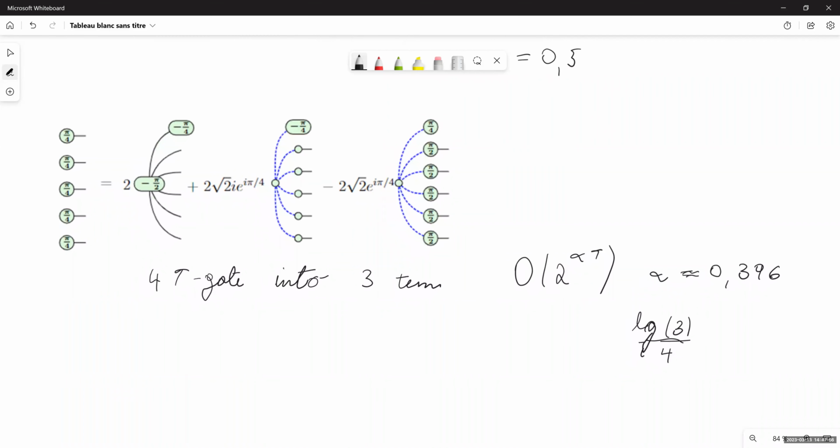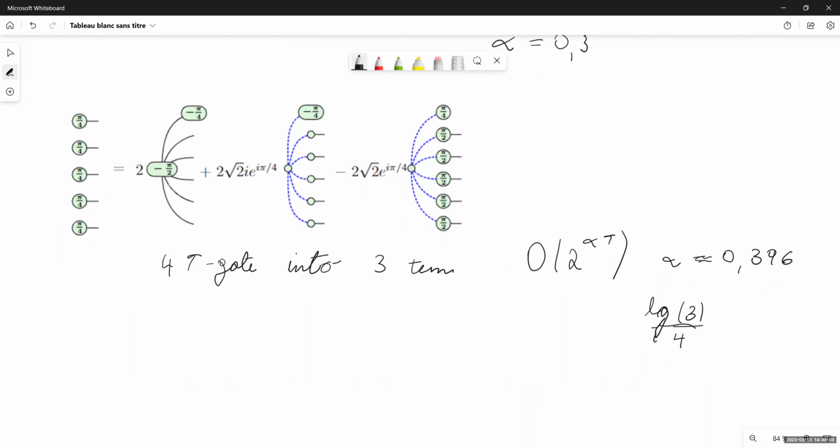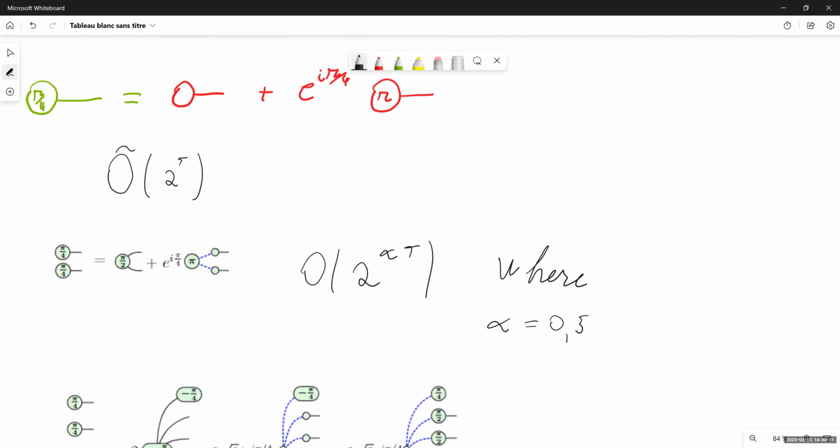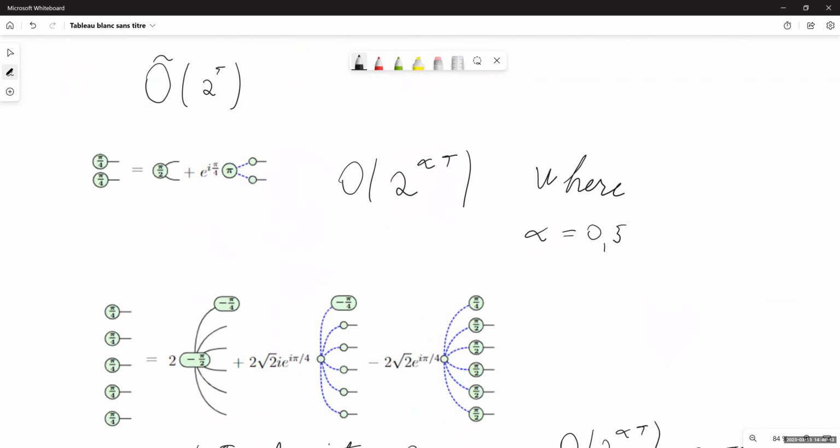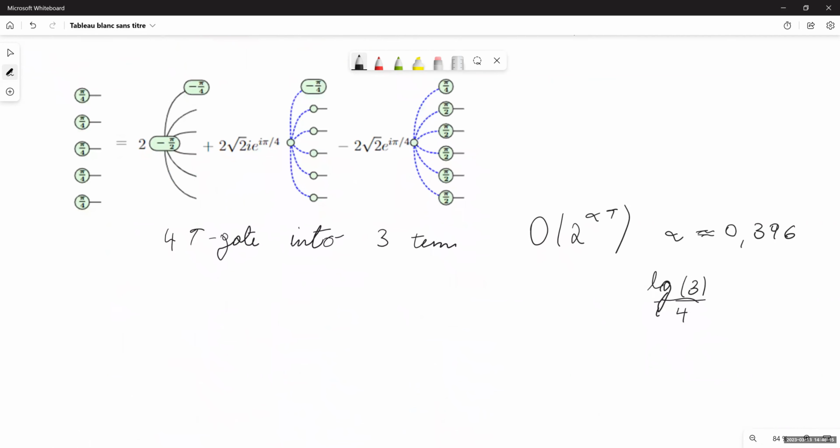So this was the state of the art on those kinds of things. And that works really nicely and it's a lot more efficient. We save more than a square root of the time taken by just using the trivial stabilizer decomposition, which is this one. But there are even better things to do.